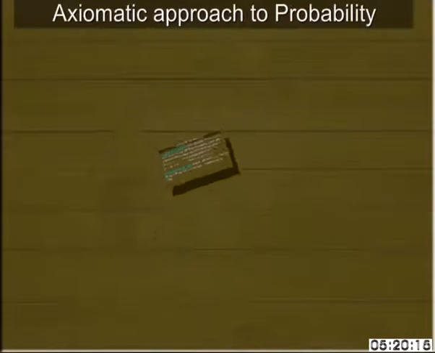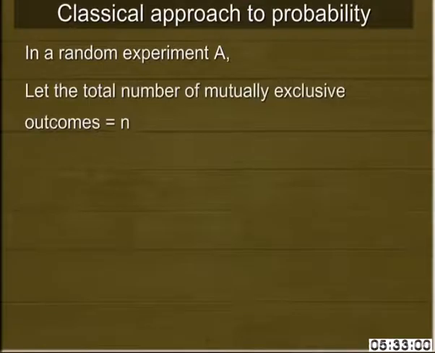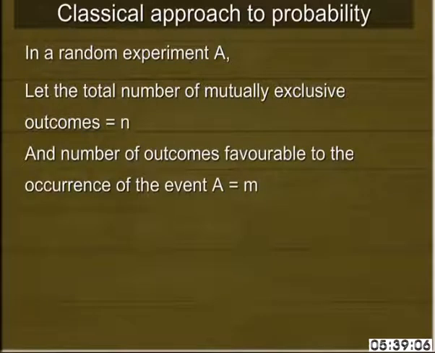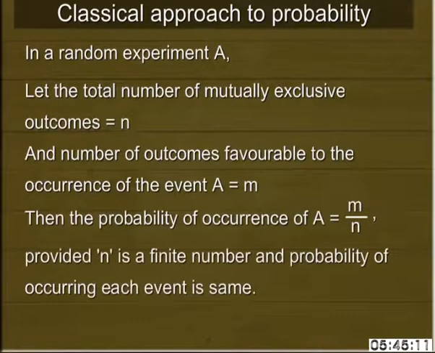There are different approaches to probability. Classical approach to probability of an event is calculated using counting techniques. If a random experiment can result in n equally likely outcomes and m of them are favorable to the happening of the event A, then probability of happening the event A, written as P of A, equals m divided by n.